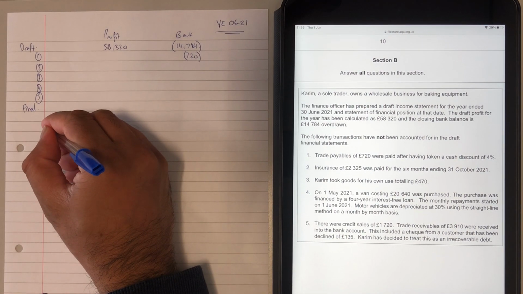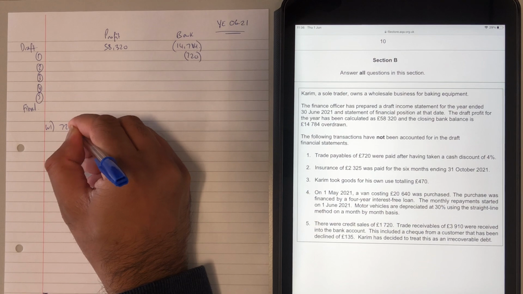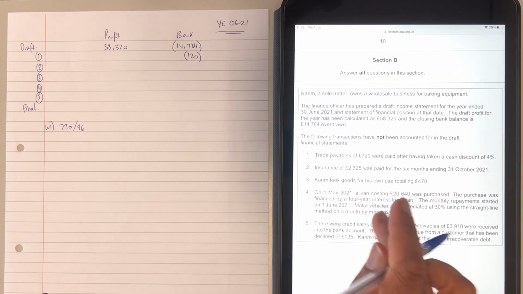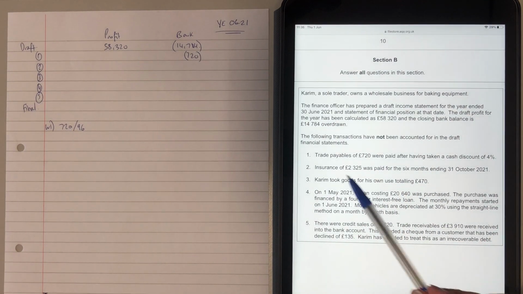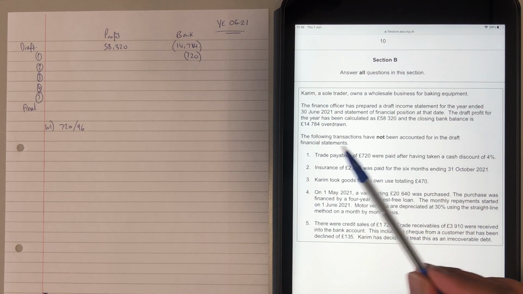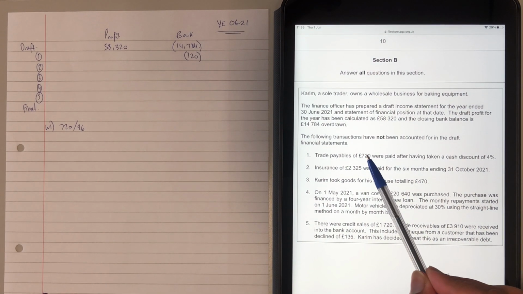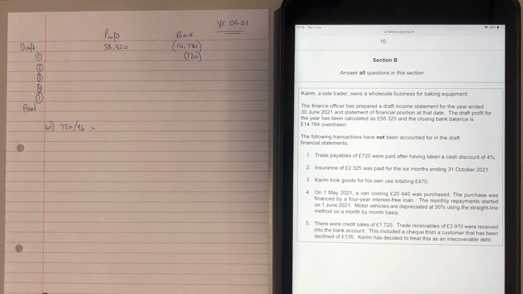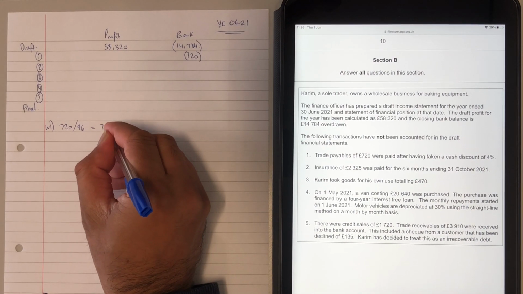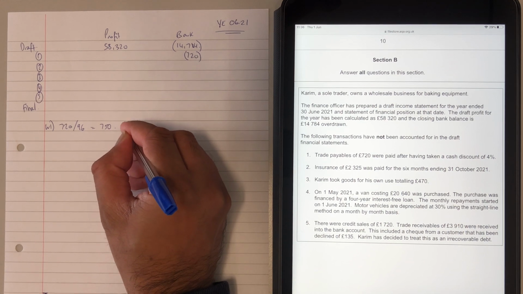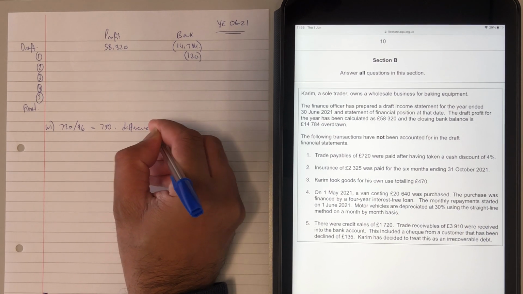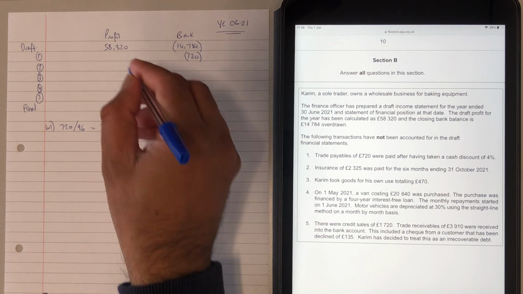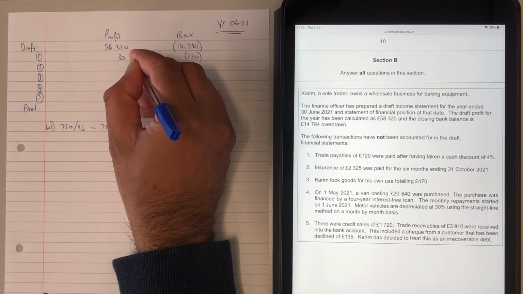So workings 1 is 720 divided by 96. Why? Because the full amount would have been 100%. We took 4% off. That leaves us with 96%. So that's our 96% value. 720 divided by 96 times 100. The full amount we owed was 750. And that gives us our difference. Our difference is £30. That's going to increase our profit.